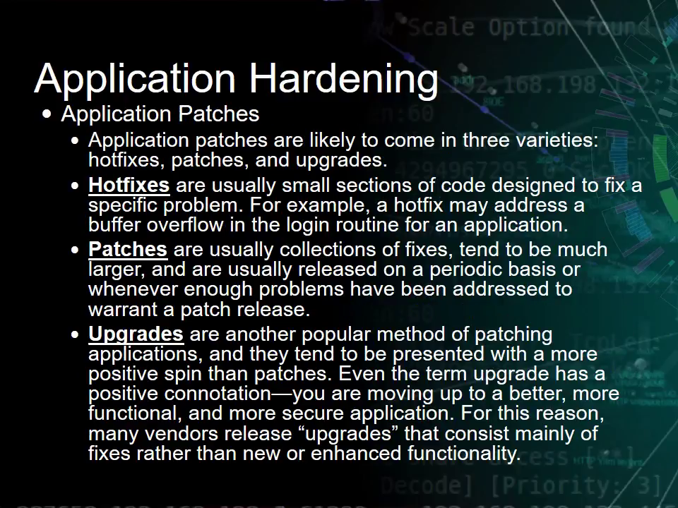And very similar to operating systems, with the patching and hardening of applications, you'll see three types of things. You'll see hotfixes, patches, and upgrades. Hotfixes, as before, are a small section of code designed to fix a specific problem. Patches are usually collections of fixes that tend to be much larger. And then upgrades are usually a larger set of patches, as well as maybe additional features. It may involve a version number change within the software that it's updating.